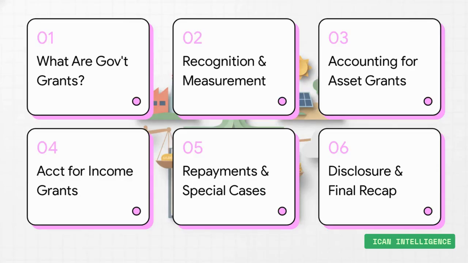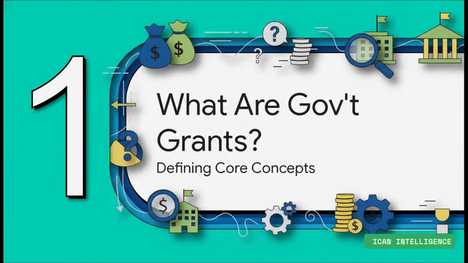So here's our game plan for today. We'll start with the absolute basics, then get into the rules for recognition. After that, we'll hit the practical stuff, how to account for grants related to assets and grants related to income. Then we'll wrap it all up with the really tricky bits, like repayments and the all-important disclosures. Let's jump right in.